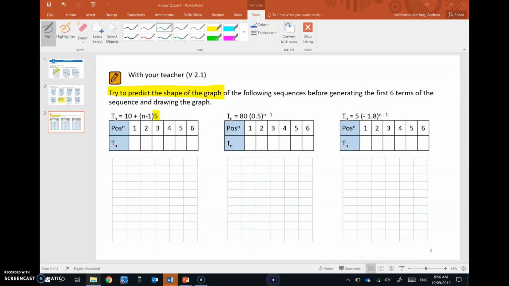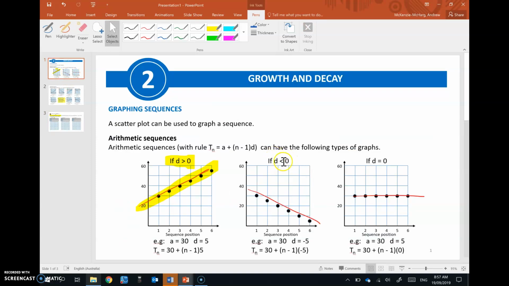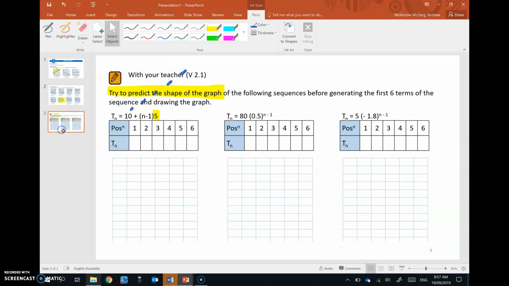The general shape of this graph is going to be that it goes upwards like this, right? If D was negative, less than 0, then we have a common difference that's negative, and obviously we go downwards. But this one has D greater than 0, so we're going to get this upwards shape. Okay, so we'll do a quick working out of the data points here. We're just putting n equals 1 into this. 1 take 1 is 0 by 5, so the first term is 10.